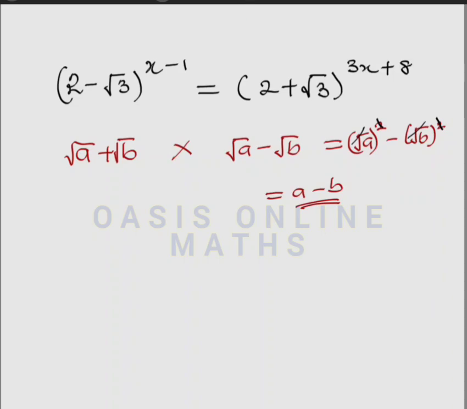So the same thing is applicable to our question here. We see that the bases here are conjugates to each other. So let's find the product of the bases here, then we substitute it back into the question. So we have 2 minus root 3 multiplied by 2 plus root 3. Let's find the product of this conjugate and let's see what we have.